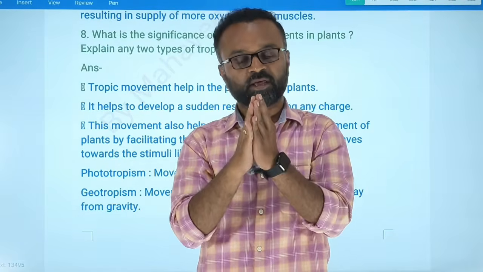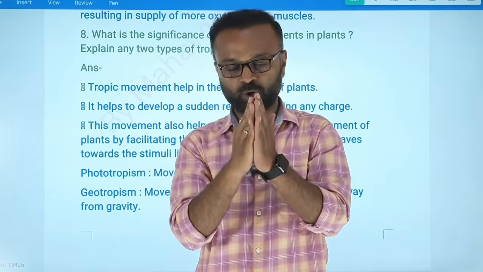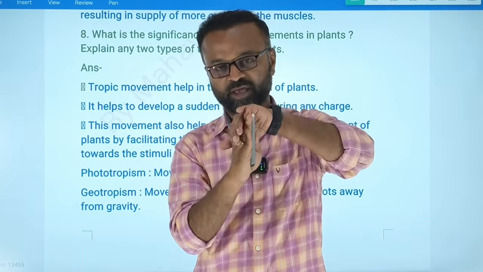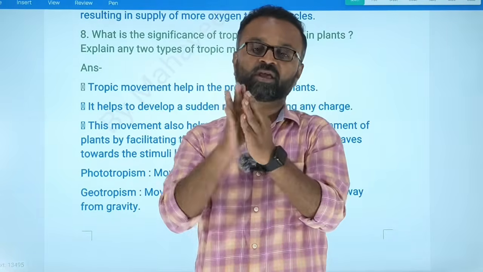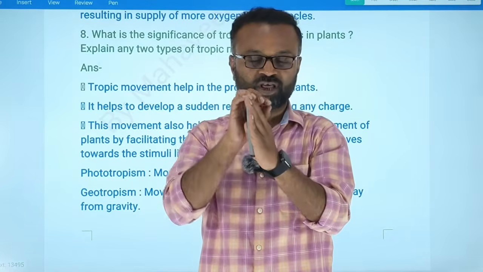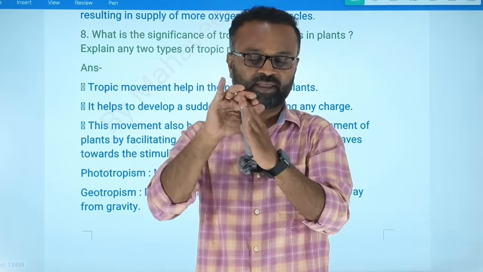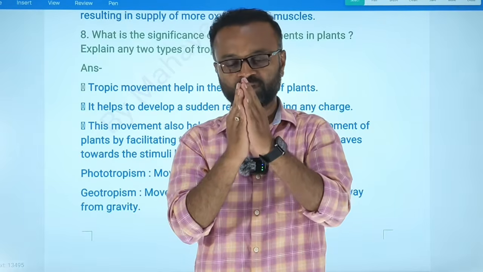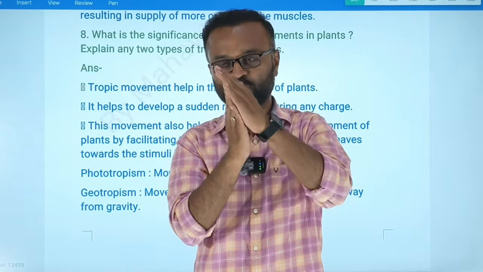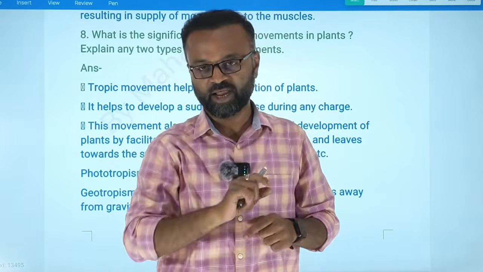What is the reason? Inside the tip of the shoot, there will be auxin hormones. They are light sensitive. They don't like the light. If the light is coming from this side, these auxin hormones will shift towards the other side. Then the auxin hormones' function is the elongation of the cell. If this part has cell elongation and this part has no cell elongation, then only this part will start growing. The shoot will start bending towards the direction of the sunlight.